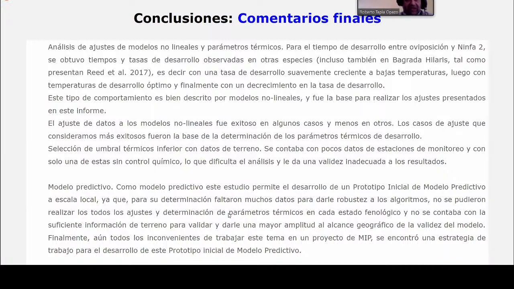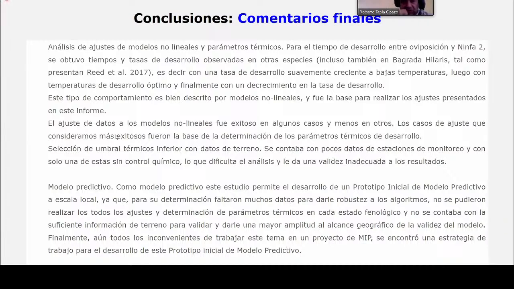And the analysis of nonlinear models and temperature parameters for the time of development between egg laying and nymph two, we had development times and rates observed in other species. This is a development rate that slowly grows at low temperatures, and then with optimal development temperatures and decreasing their rate at higher temperatures. This behavior is well described by nonlinear models, and it was the foundation for our adjustments in the report.